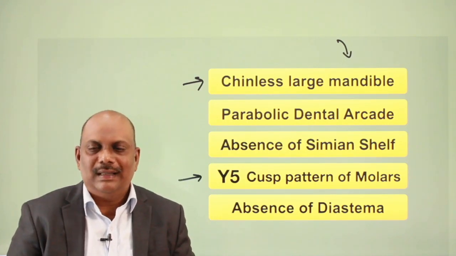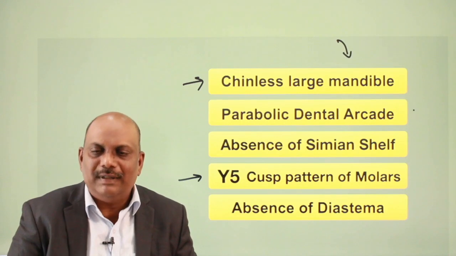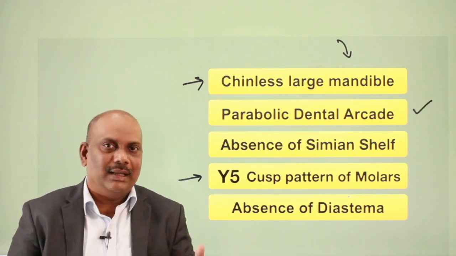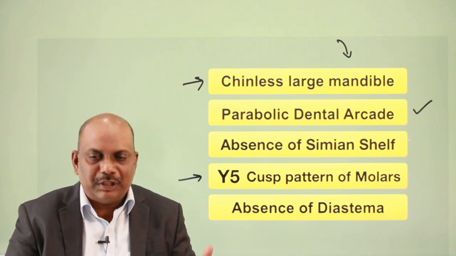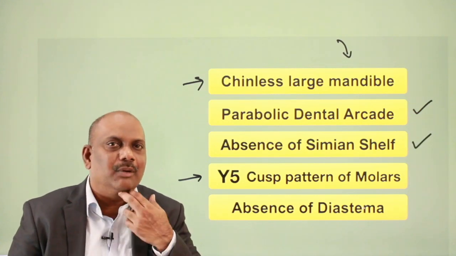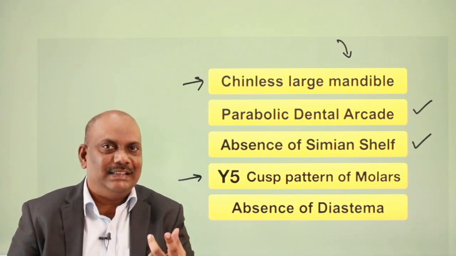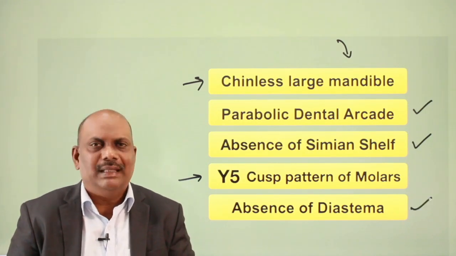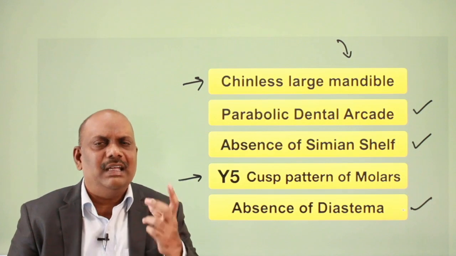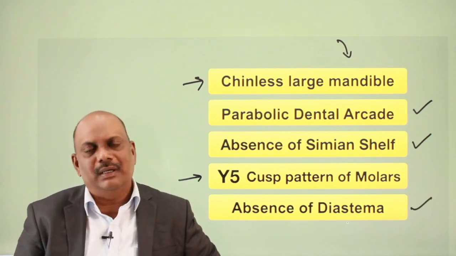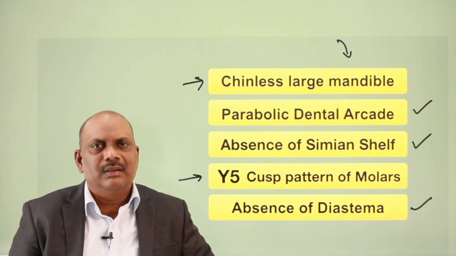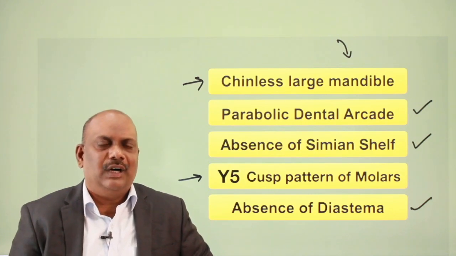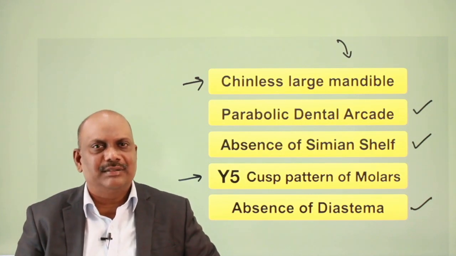On the other hand, the parabolic shape of the dental arcade is an advanced character. It is a human-like character. The absence of simian shelf in the mandible, in the lower jaw, again is an advanced character. And even the absence of diastema. The absence of diastema reveals so much information about Australopithecus. So these are the very important dental characters of Australopithecus.